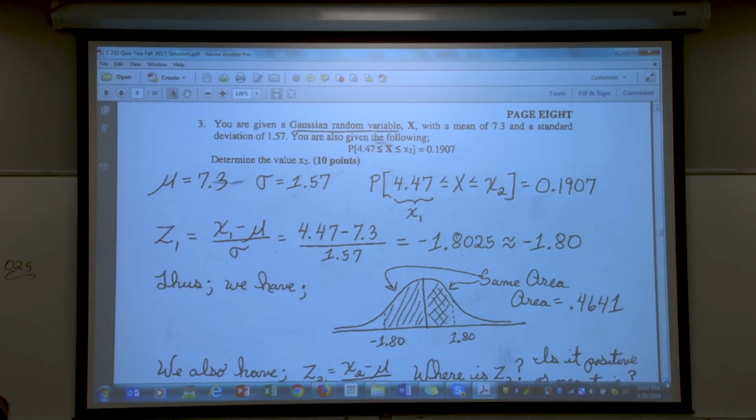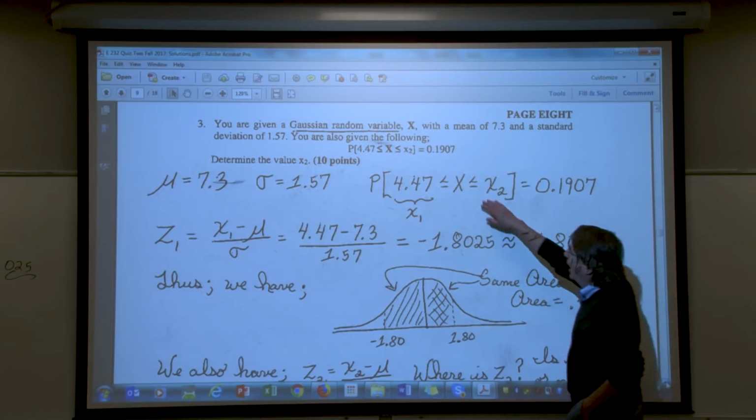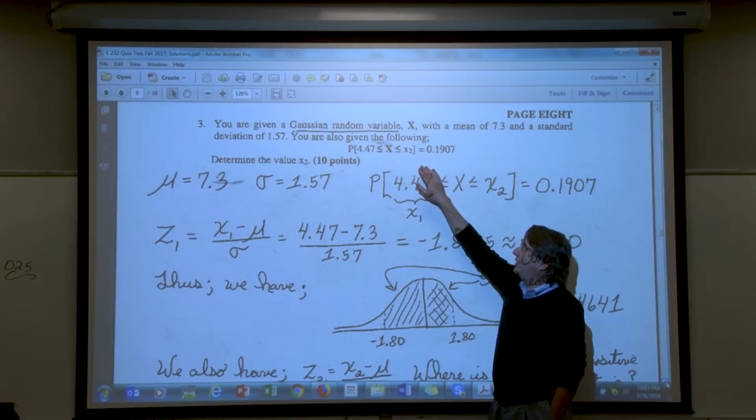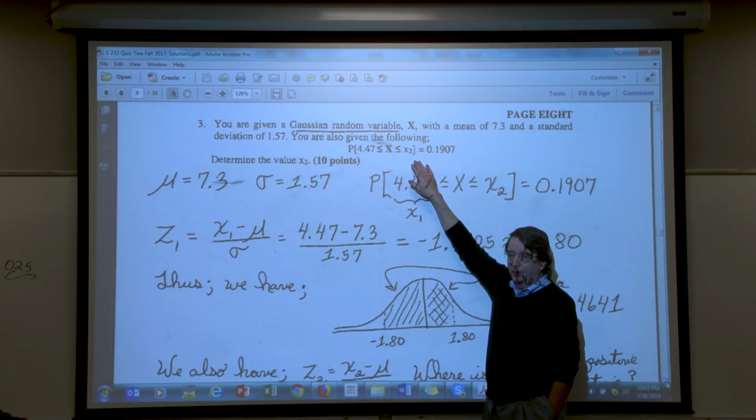Once again, whether you like it or not, you're given a Gaussian random variable. And the mean of the Gaussian random variable is 7.3. And the standard deviation is 1.57. So Ryan, here's the trick. We're told that the probability that that Gaussian random variable is between two numbers is 0.1907. Problem is, we're not told the second number, the upper bound.